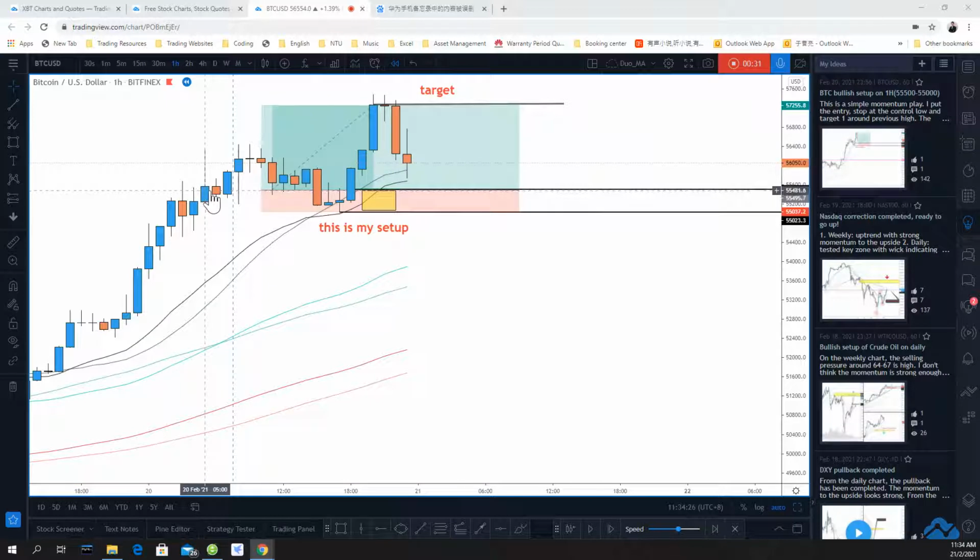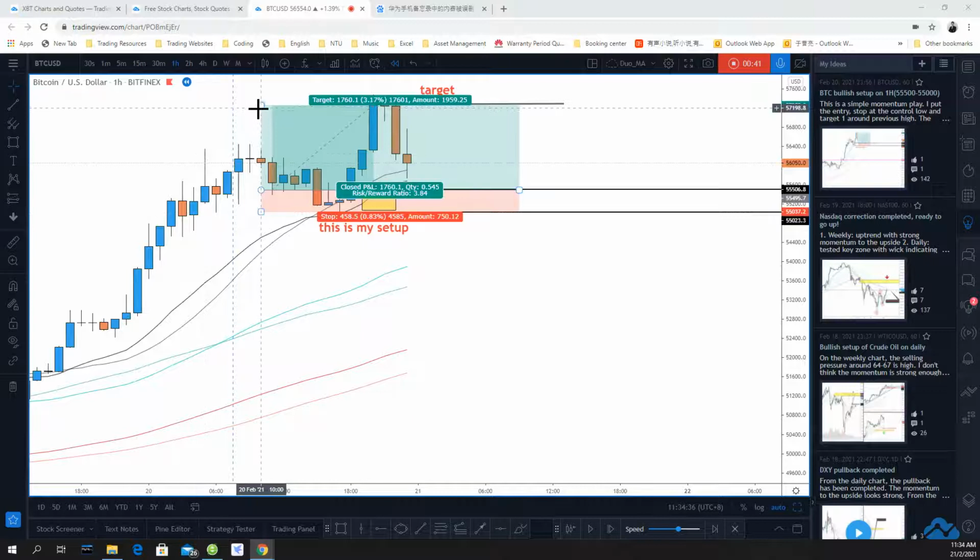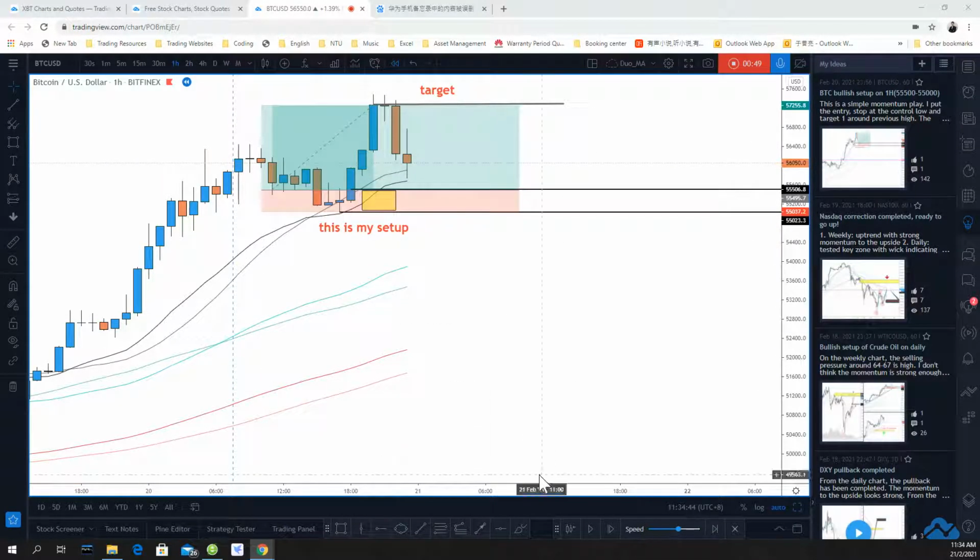Okay, the entry is 55,500 and stop is 55,000, basically a 500 stop loss zone. The target is around the previous high, 57,240 ish. Okay, so what happened?